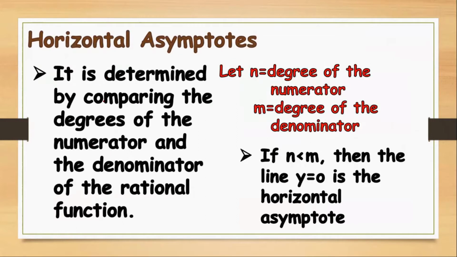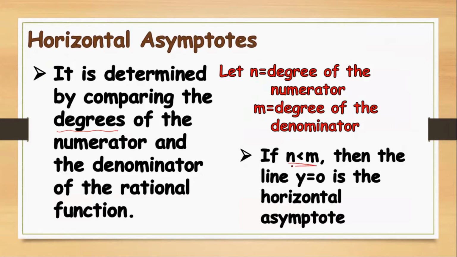It is determined by comparing the degrees of the numerator and the denominator of the rational function. So, what do we mean by degree? When we speak about the degree of a polynomial, it is the highest exponent of the variable. Again, the degree of a polynomial refers to the highest exponent of the variable. Now, let n be the degree of the numerator and m be the degree of the denominator. So we have here the conditions.